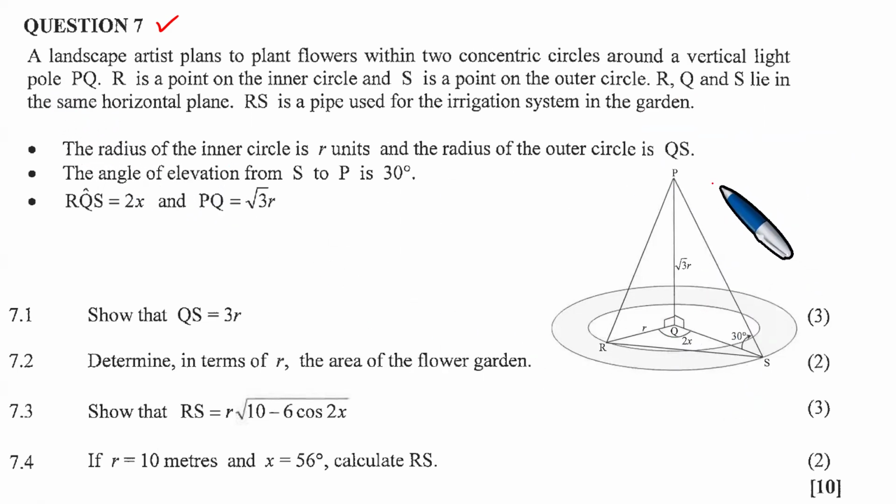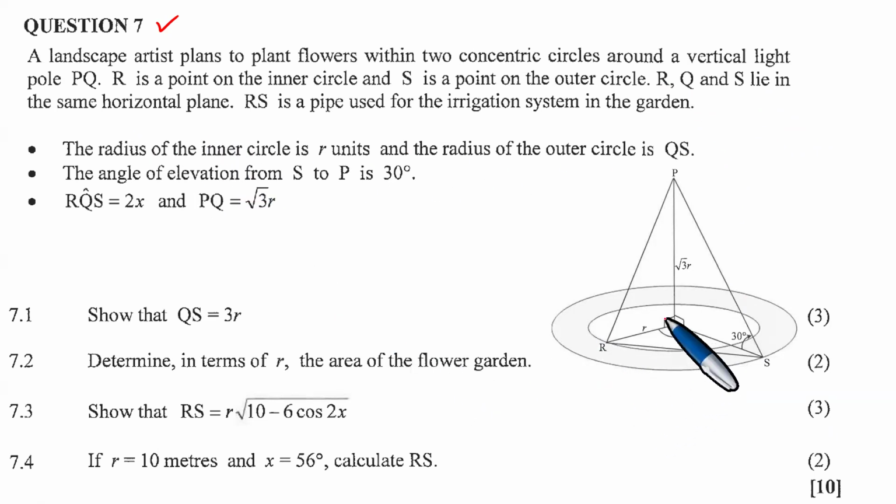Pole PQ. PQ is a vertical light. R is a point on the inner circle, and S is a point on the outer circle. R, Q, and S lie in the same horizontal plane.